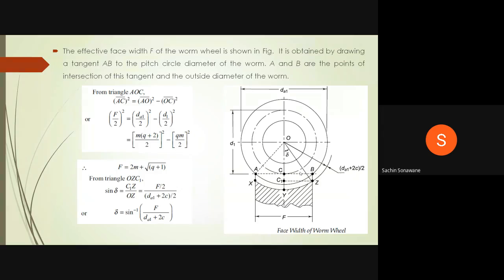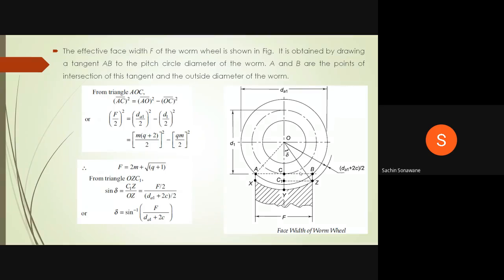Therefore, from triangle AOC, AC squared is equal to AO squared minus OC squared, which is equal to (F by 2) squared is equal to (da1 divided by 2) squared minus (d1 divided by 2) squared, which is equal to ((m plus qm by 2) divided by 2) squared minus (qm divided by 2) squared. Therefore, F is equal to 2m times the square root of (q plus 1).